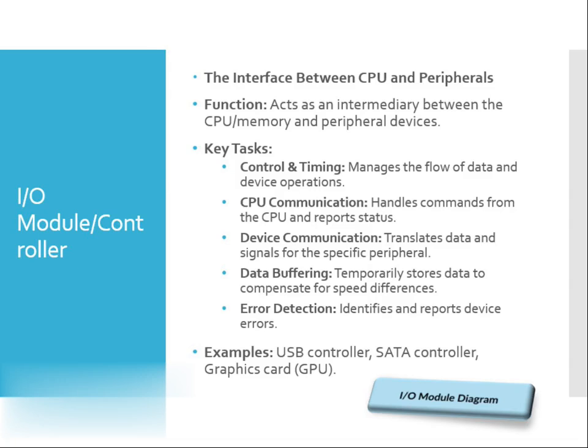CPU communication. Handles commands from the CPU and reports status. Device communication. Translates data and signals for the specific peripheral. Data buffering. Temporarily stores data to compensate for speed differences. Error detection. Identifies and reports device errors. Examples: USB controller, SATA controller, graphics card, GPU, I/O module controller.